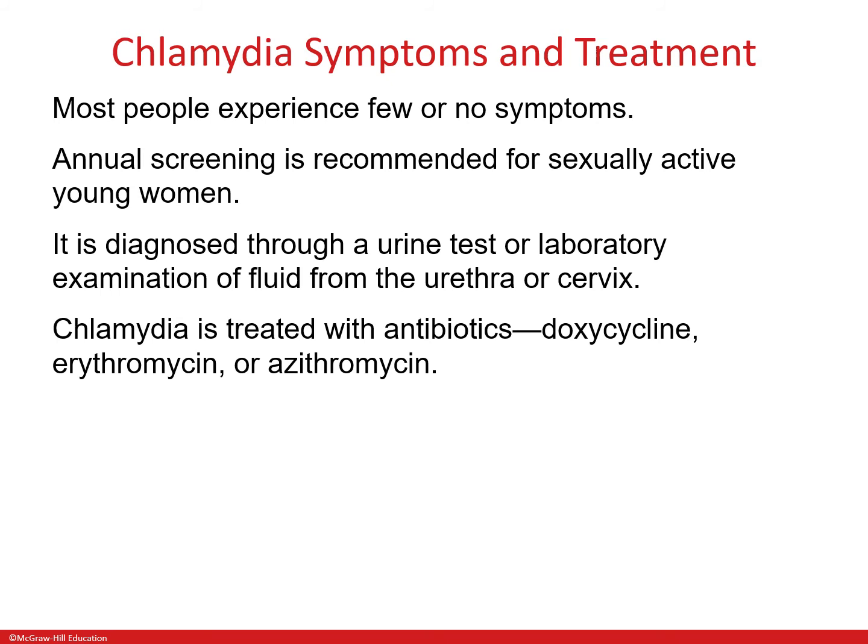Diagnosis and treatment. Chlamydia is diagnosed through a urine test or laboratory examination of fluid from the urethra or cervix. After chlamydia has been diagnosed, the infected person and his or her partner are given antibiotics, which can cure chlamydia in a single dose. It is important for the infected person's partner to be tested and treated as well. If a one-dose treatment is used, couples should wait 7 days after taking their medication to resume sexual activity.